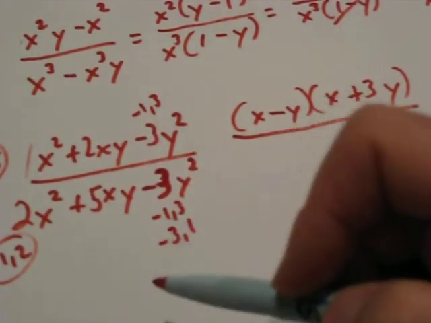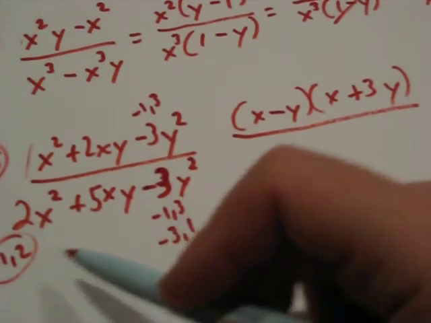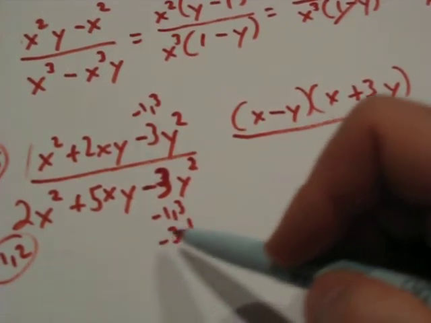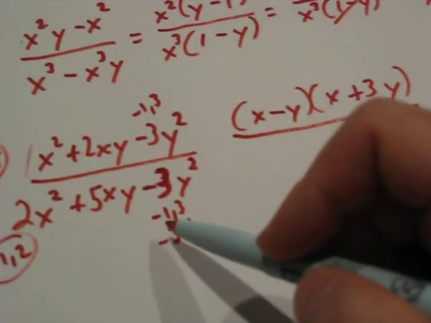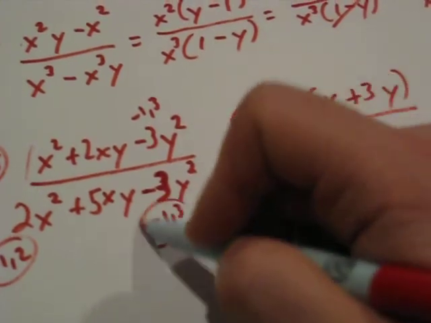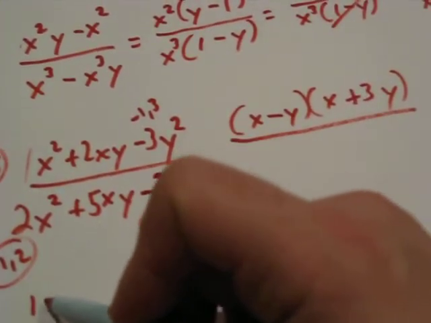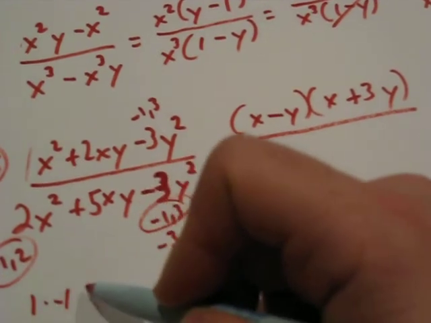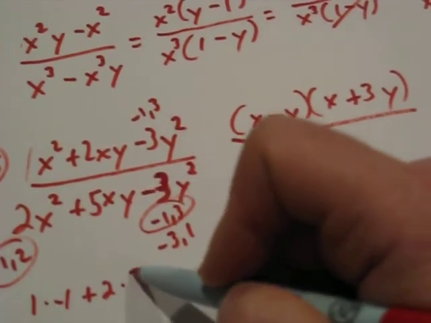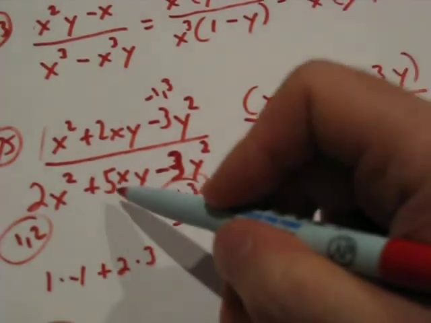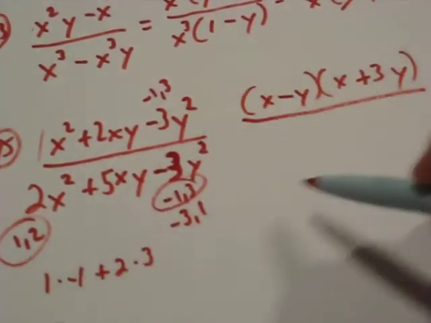Which one gives me the 5? Oh, 2 times +3 is 6, and 1 times -1 is -1, so there's your combo. So here it is. I'm going to put my 1 times -1 plus 2 times 3, and that gives me the 5 in the middle. So this is my correct combo.